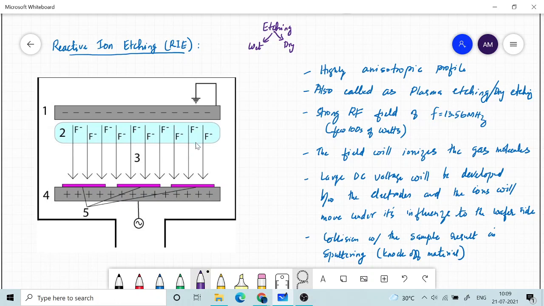Once the electrons are stripped from the atoms, electrons have much lighter weight compared to the rest of the atom. The ion has heavier weight. Suppose the ion that is formed is negatively charged, and you are applying this frequency.